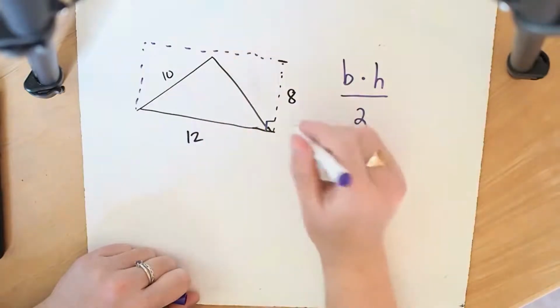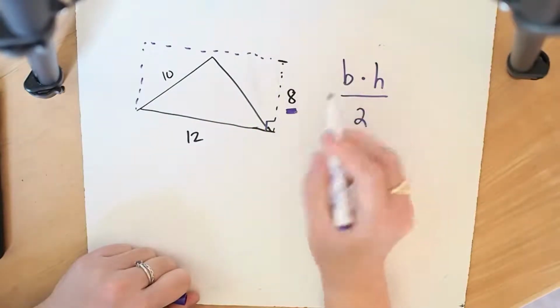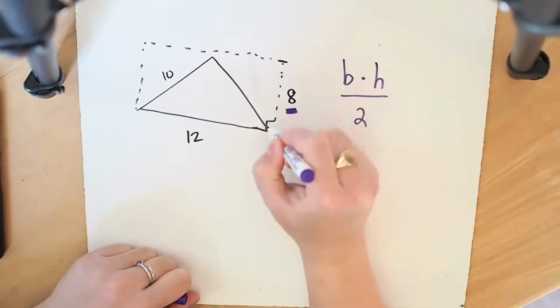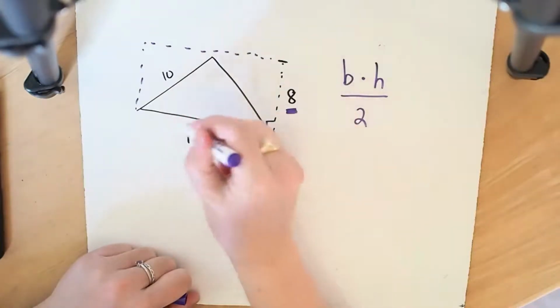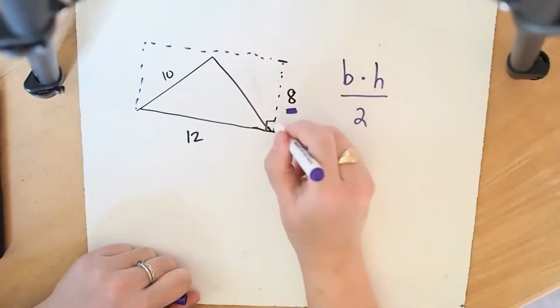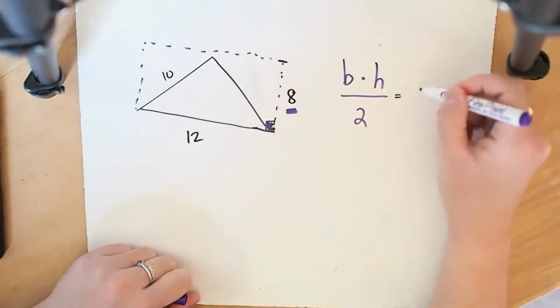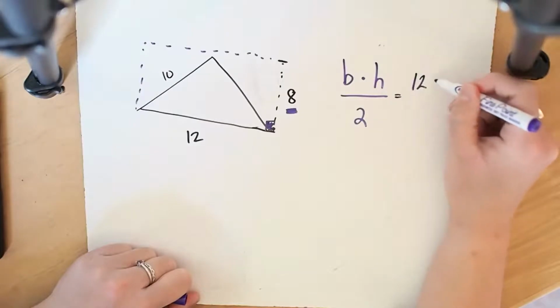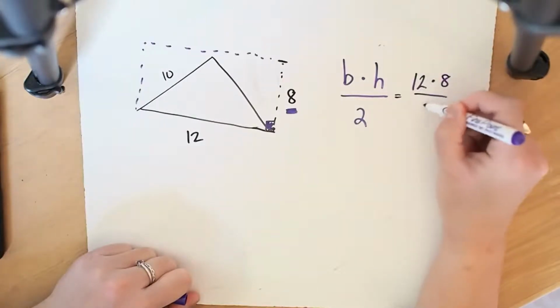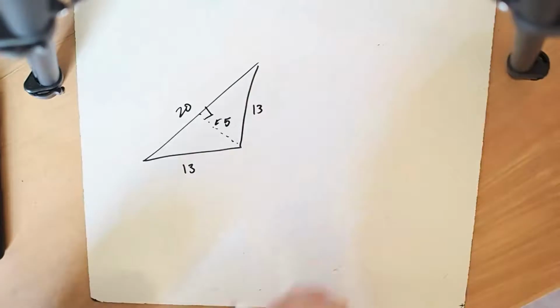It's not 10. In this case, it's 8. 8 is the line that's perpendicular, going straight across from the line that's 12 long. It has the little backwards H, it has the right angle sign right here, so we know that's the height of the triangle. So our area of the triangle is 12 times 8 divided by 2.